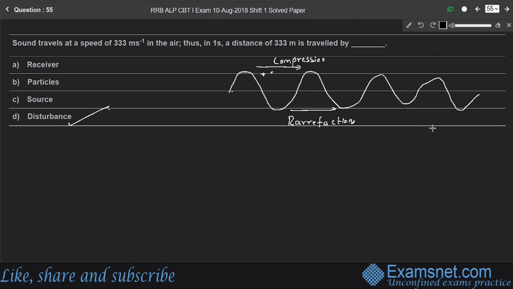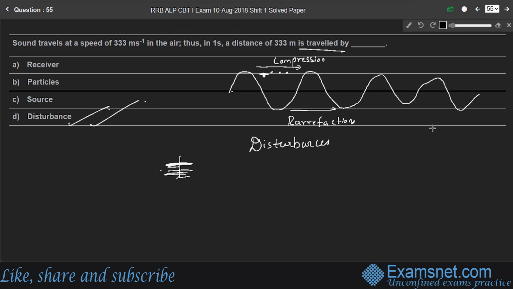Each particle in the air oscillates back and forth, to and fro, about its equilibrium position. This is the mean position or equilibrium position, about which the particle moves back and forth, right? But it is the disturbance which travels in the air, not the individual particle. Therefore, for the given question, the distance is traveled by the disturbance in the air.